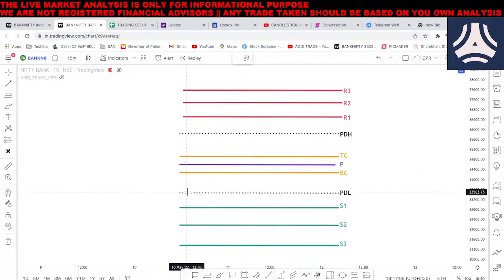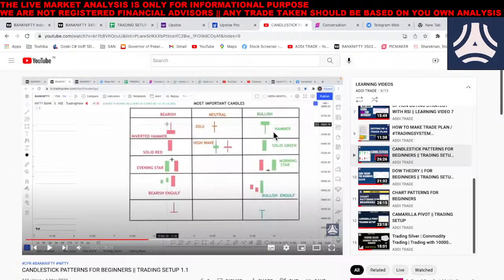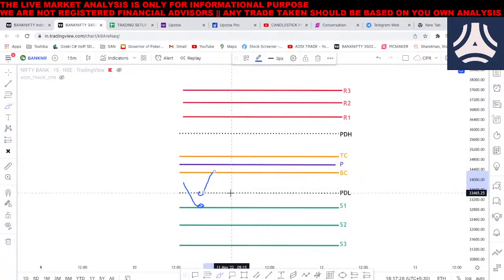Now, I did mention that the price can come down and reverse from S1 or the previous day low and hit the CPR, right? So at this point of reversal, we look for this kind of a bullish candle. Either we get a hammer or a solid green candle, a morning star, or kind of a bullish engulfing. Most likely, a hammer will be a very good chart pattern, or this kind of a morning star that comes is a very good candlestick pattern, where we will be looking at the previous day low or support to buy.